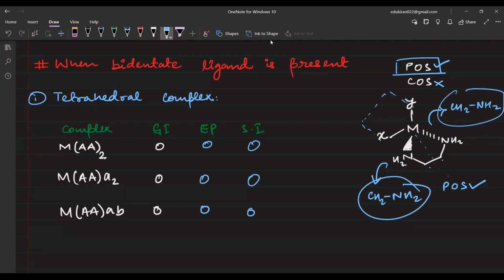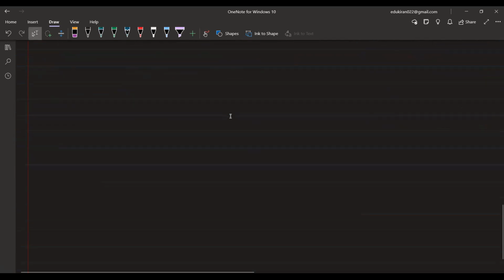Now, look at the next case, that is square planar.